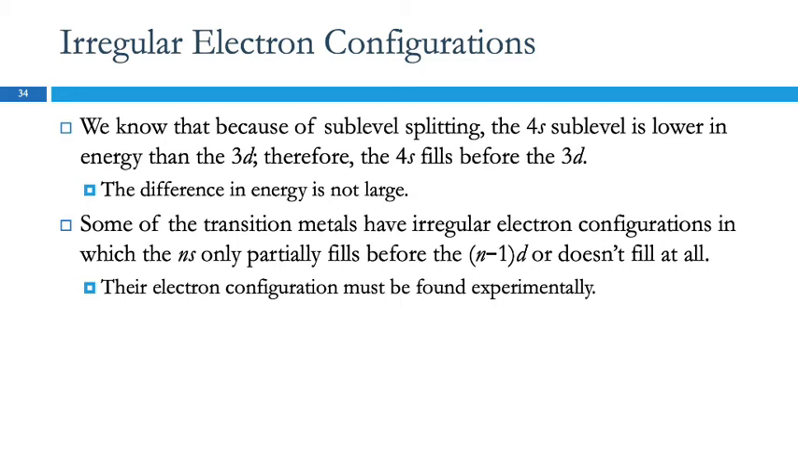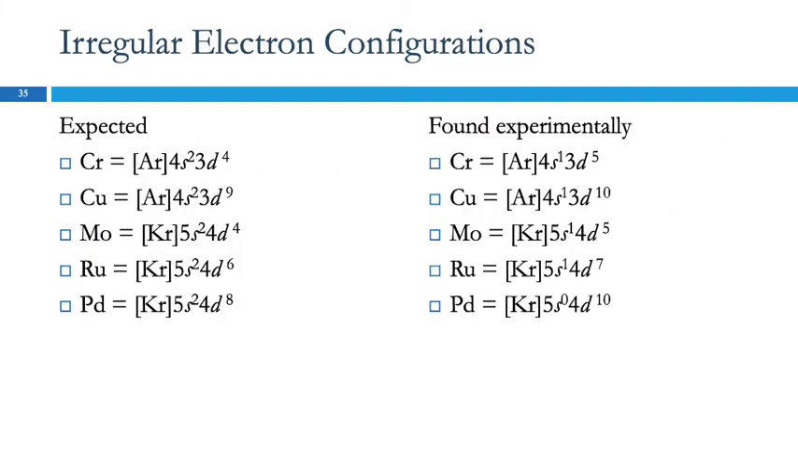So that 4s sublevel is lower in energy than the 3d. So the 4s fills before the 3d, and that's what we saw in the periodic table. But the difference in energy between those two levels is very small. And so some of the transition metals don't follow the pattern. They have irregular electron configurations. And those have to be found experimentally. And there's only 2 of them that I want you to remember. And that's chromium. Well, that's the wrong one. Chromium and copper.